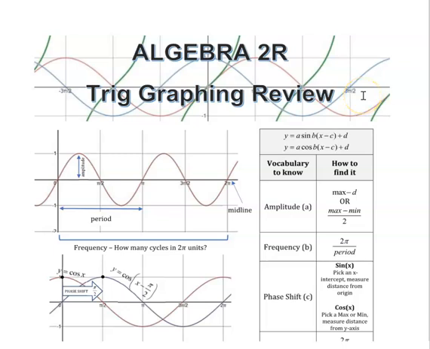Hi everybody, and welcome to the Unit 11 trig graphing review video where I'm going to go through a variety of questions in this review packet. I'll scroll through so you can see which ones I have highlighted.